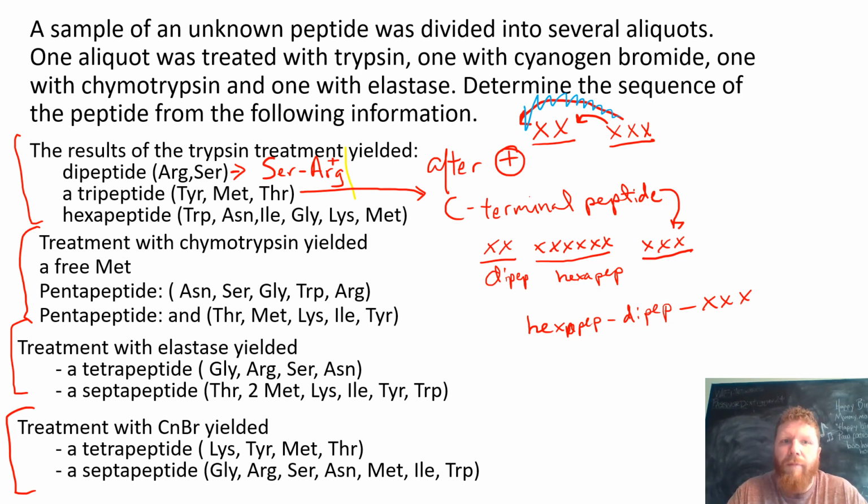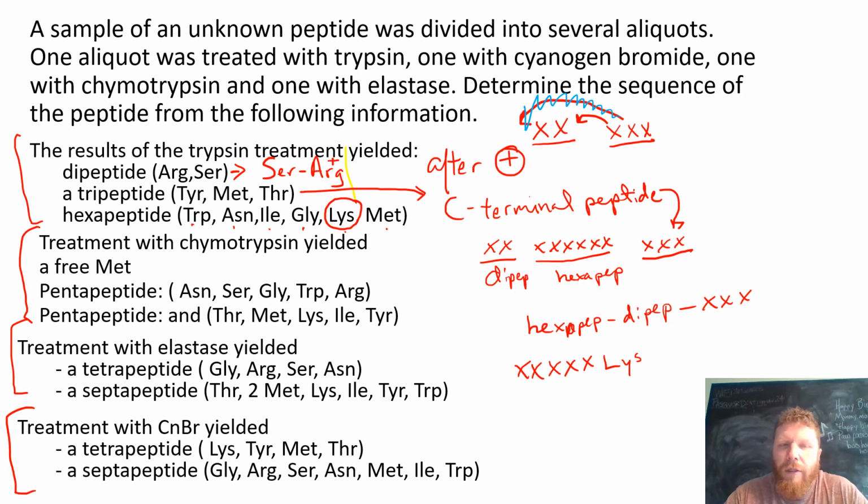And the answer is yes, we can, because again, we're looking only at our trypsin digestion information. So when we look at our different amino acids in our hexapeptide, tryptophan, asparagine, isoleucine, glycine, lysine, and methionine, are any of those positively charged? Yes, lysine is positively charged. So we know that our hexapeptide has to be amino acid 1, 2, 3, 4, 5, followed by a lysine. Okay, is that our N-terminal peptide, or is our dipeptide our N-terminal peptide? From the information that we're presented with, only the lysine data, we don't know.